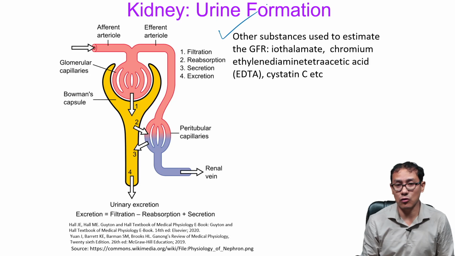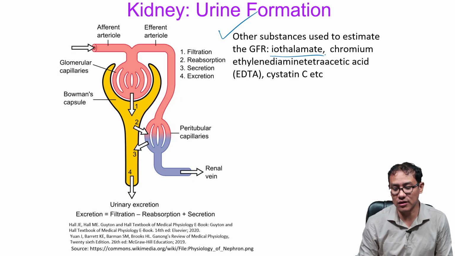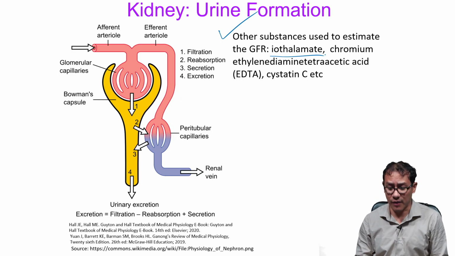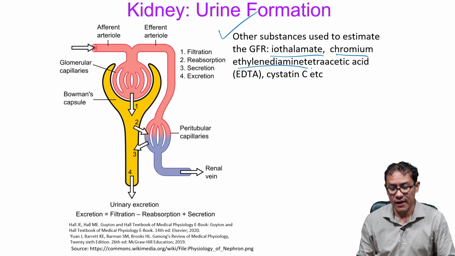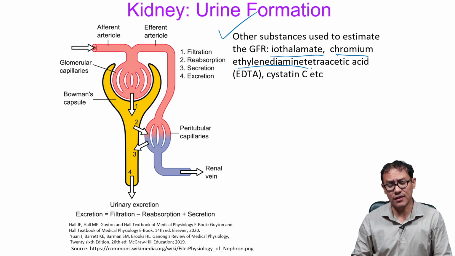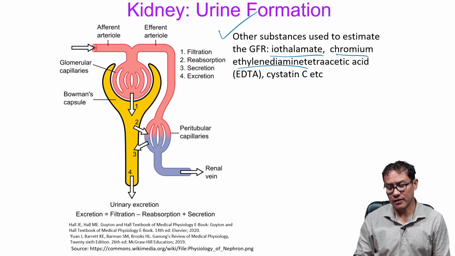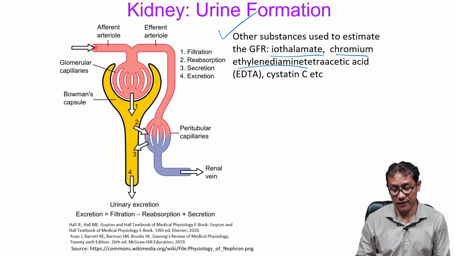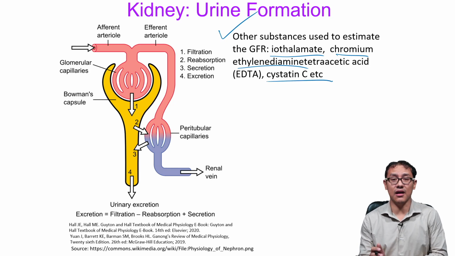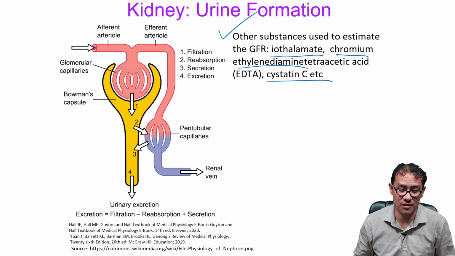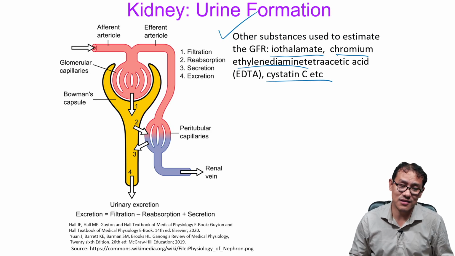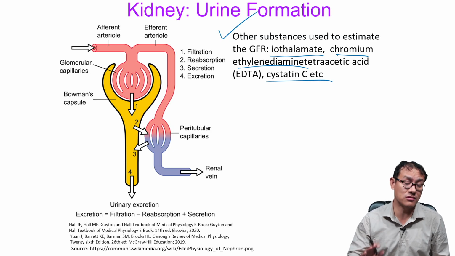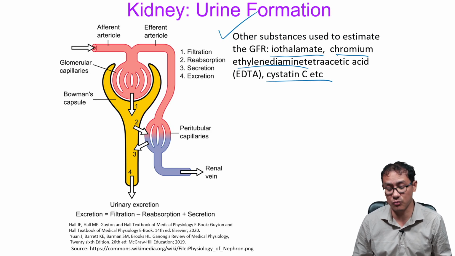Other substances are also used, for example thalamide, chromium ethylenediamine tetraacetic acid or EDTA, and cystatin C. These can be used to estimate the GFR, but clinically cystatin C and creatinine are most commonly used. Creatinine clearance is most commonly used.